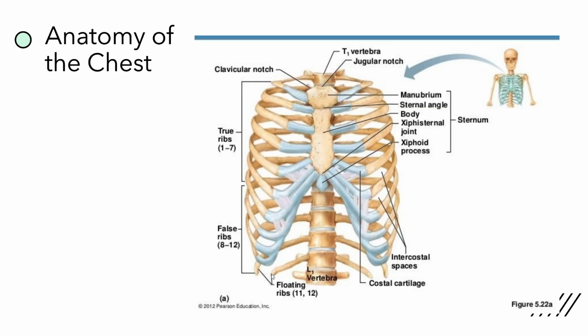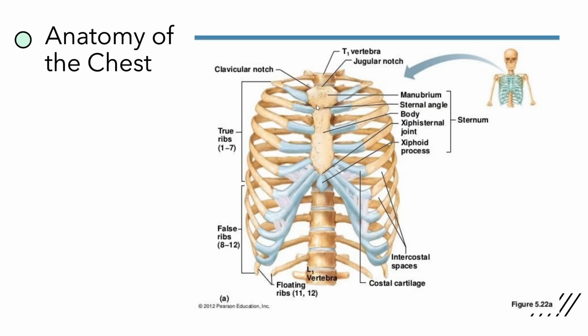We've got 12 sets of ribs. Our false ribs are 8 through 12, true ribs are 1 through 7. True meaning that they're attaching directly to the sternum. With the false ribs, they're attaching via this kind of shared cartilage. There is some cartilage that attaches the true ribs to the sternum, but they don't share it with other ribs.